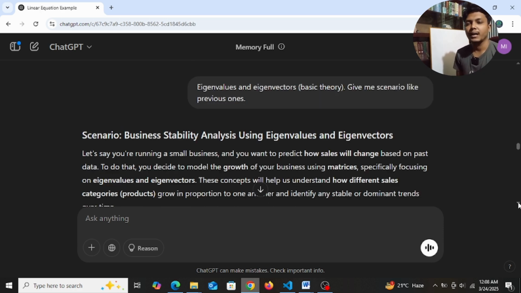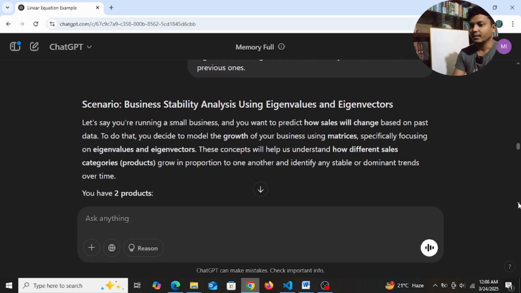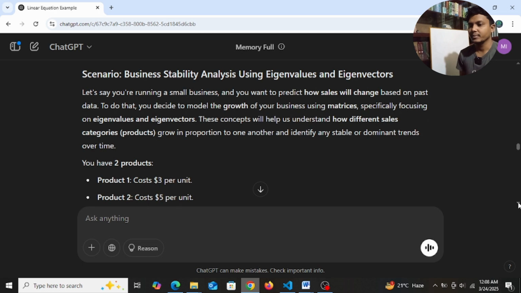Now we will see eigenvalues and eigenvectors, guys. Basic theory. Now we will see a scenario. Business stability analysis using eigenvalues and eigenvectors.